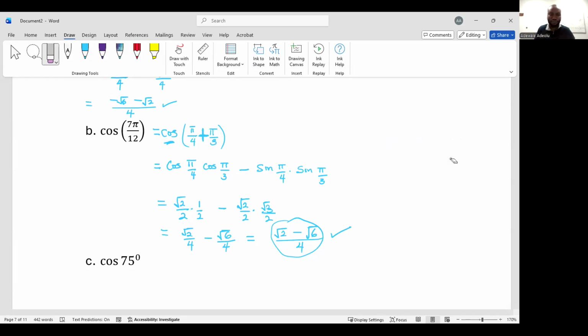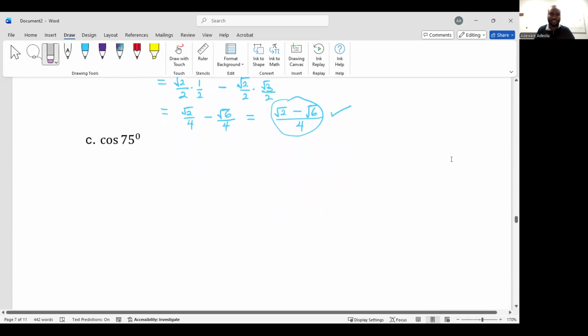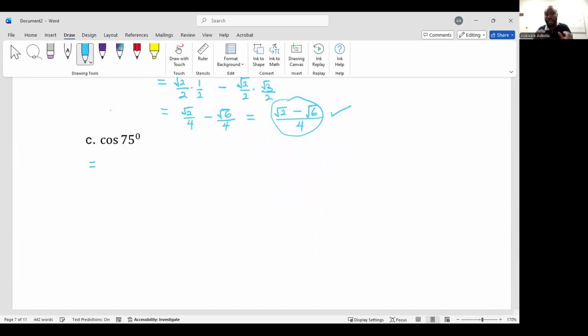Okay, moving on. Cosine of 75 degrees. Well, this is in degrees. Again, we cannot use calculator, so that is why we are looking for some manipulation. We cannot get this directly from unit circle. Here I can say this is cosine of maybe 45 degrees plus 30 degrees.